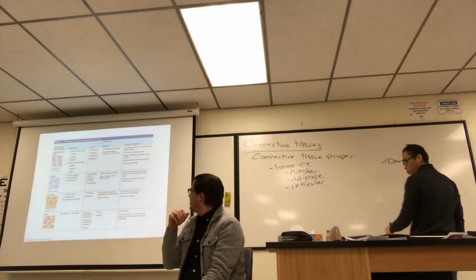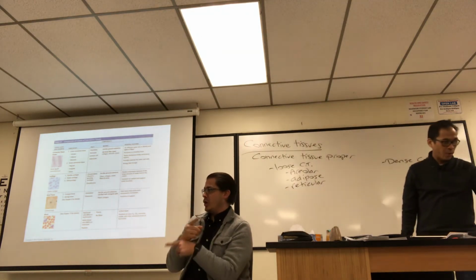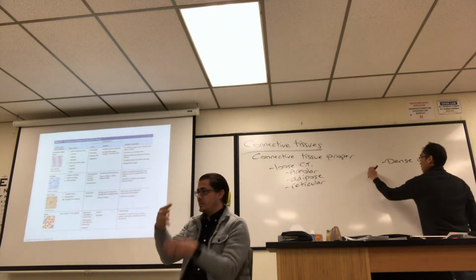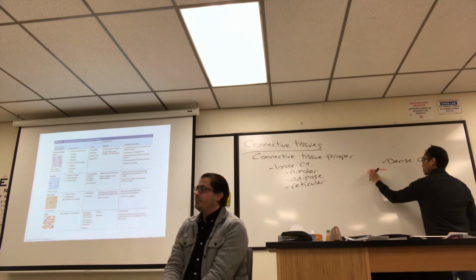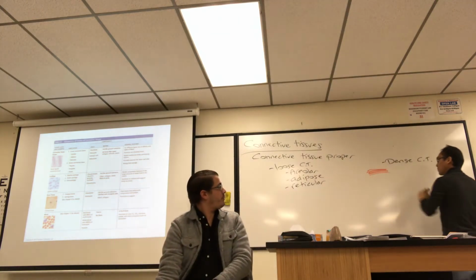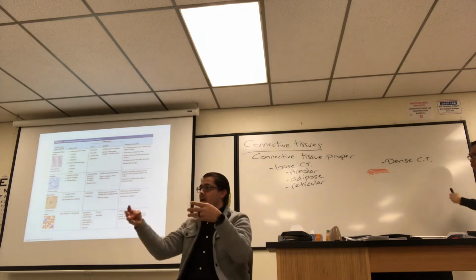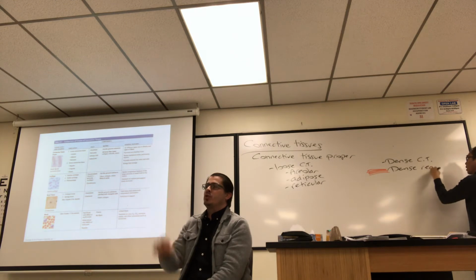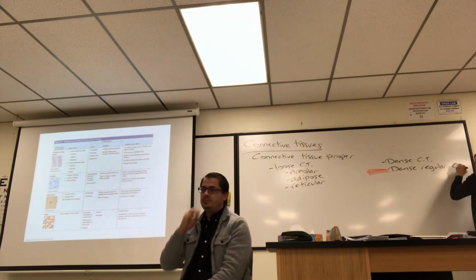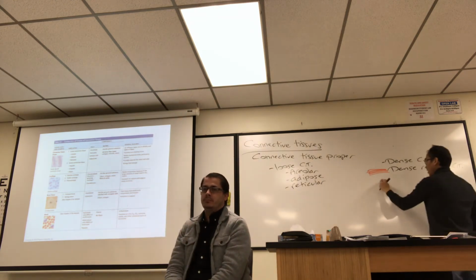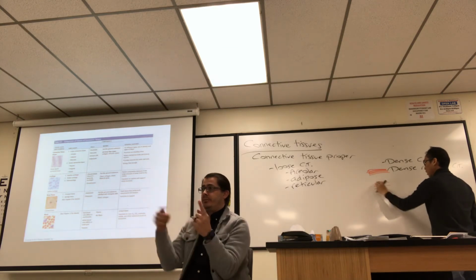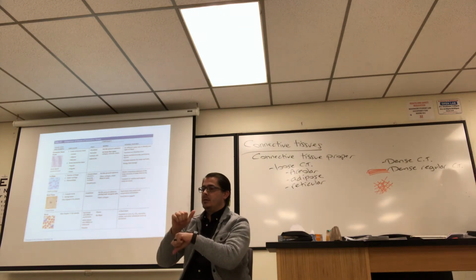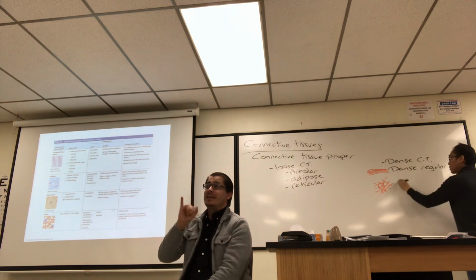If the fibers are packed in a way that they're all oriented more or less in the same direction, say it like this, aligned the same way, that would be a dense regular connective tissue. But if they're oriented any which way, there's no regular orientation, that would be dense irregular connective tissue.